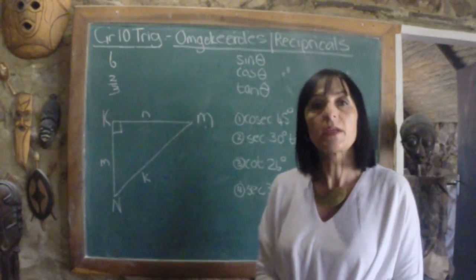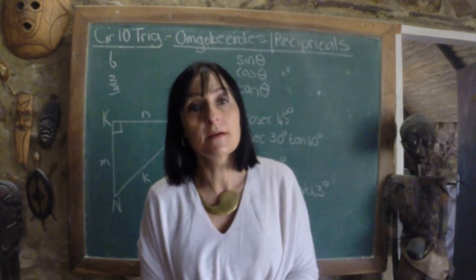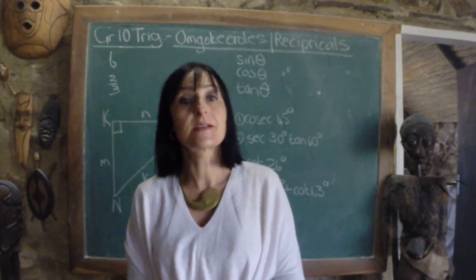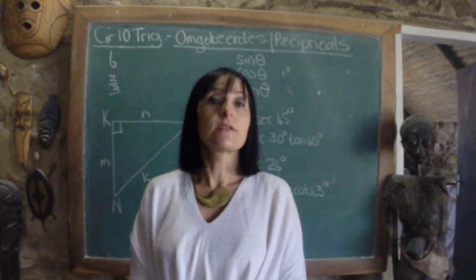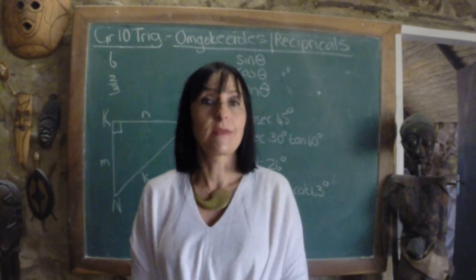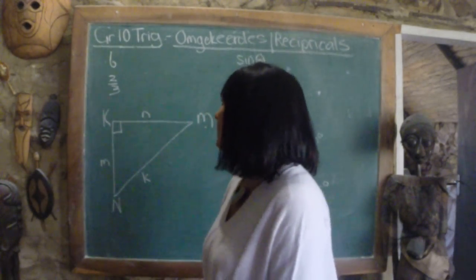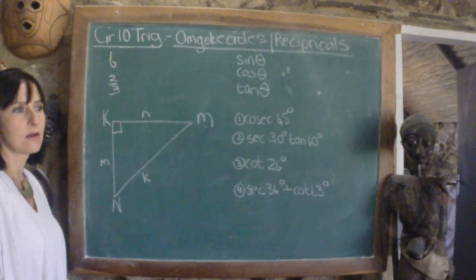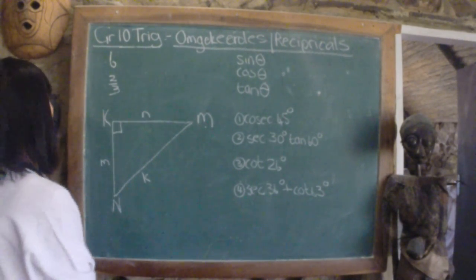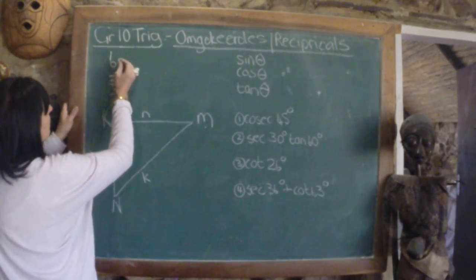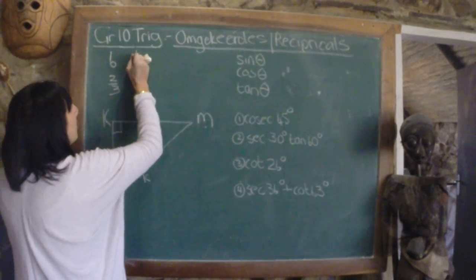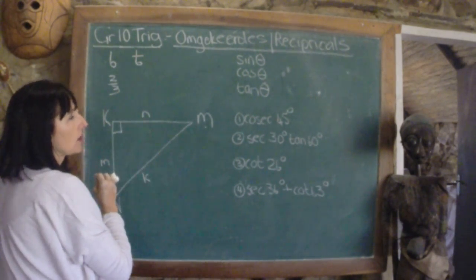Kom ons gaan kyk bietjie na die omgekeerde van sin, cos en tan in trig. Let's look at reciprocals of the sine, cosine and tangent functions. Voordat ons begin, kom ons kyk eers wat is 'n omgekeerde. What is a reciprocal? If you look at 6, the reciprocal of 6 is 1 on 6.